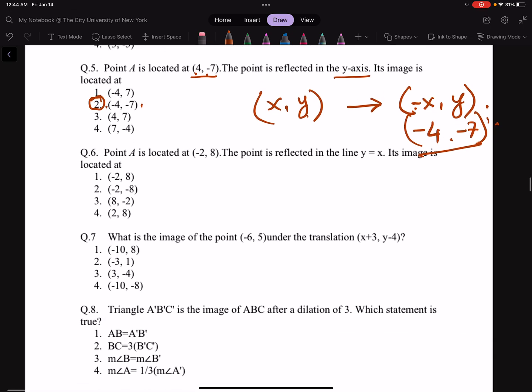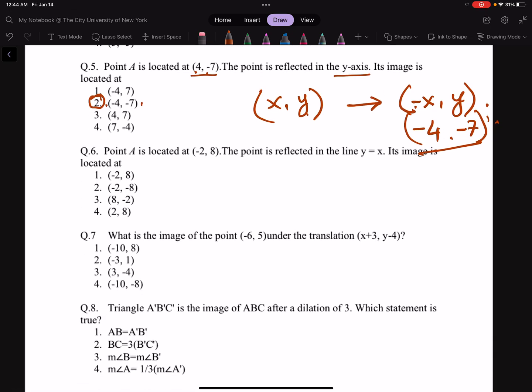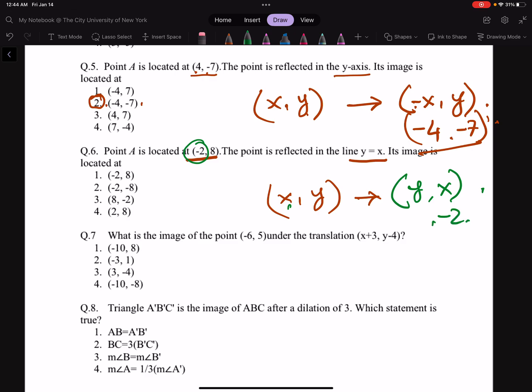All right. And then in number 6, point A is located at (negative 2, 8), reflected through y equals x. Once it is through the line y equals x, what happens? They flip. So (x, y) becomes (y, x). Our x is negative 2, so that will be here, and y is 8, that will be here. So 8, negative 2. We look for 8, negative 2. So number 3.